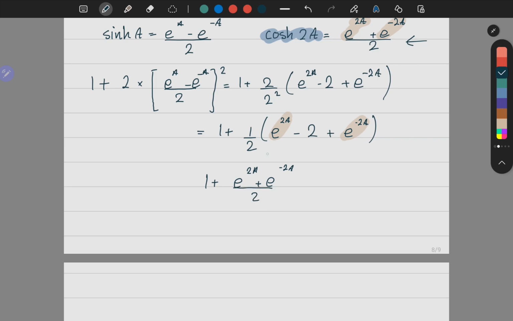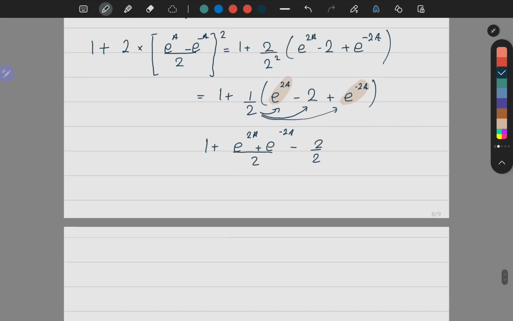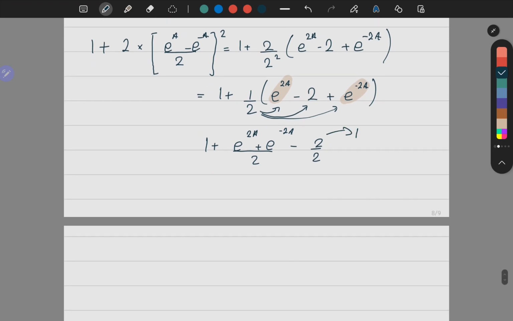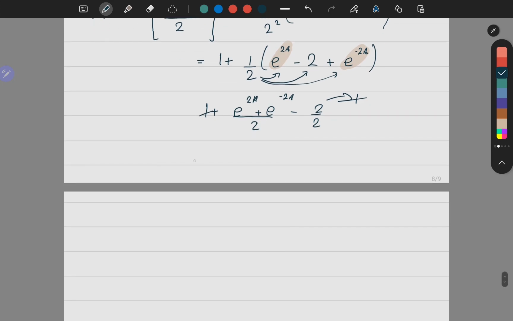And since I've multiplied here and I've multiplied here, I have to also multiply here, which is just going to be minus 2 over 2. And that, well, that's just 1, right? And that's 1 over here. So 1 minus 1, that just goes away. So what we have now is cosh 2a.